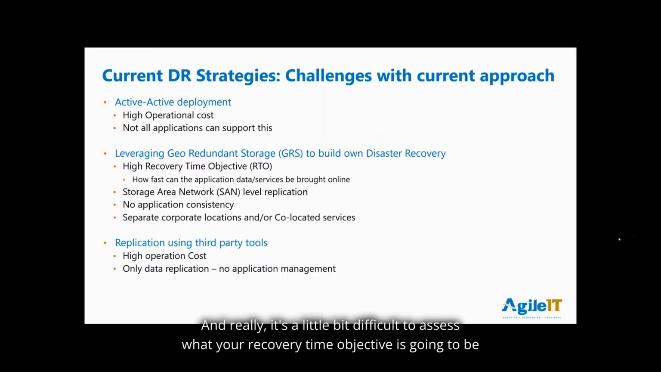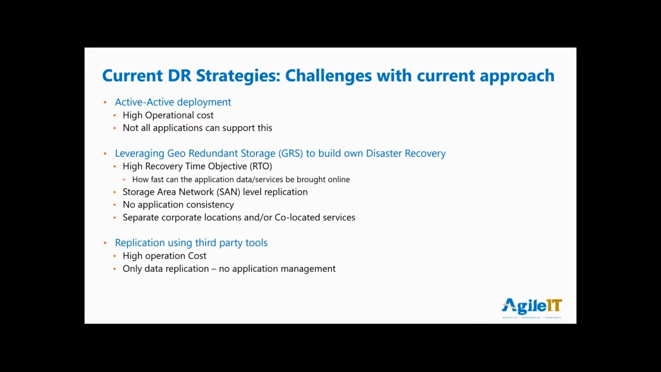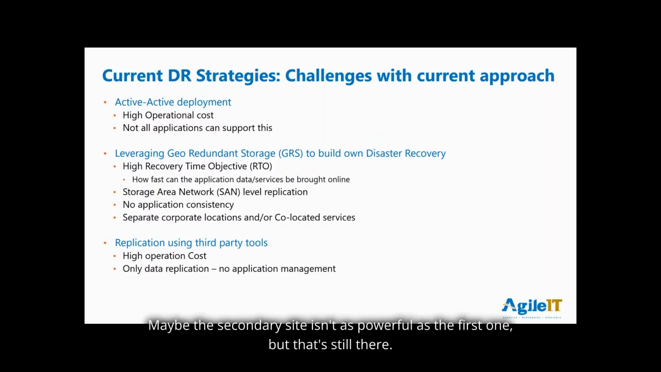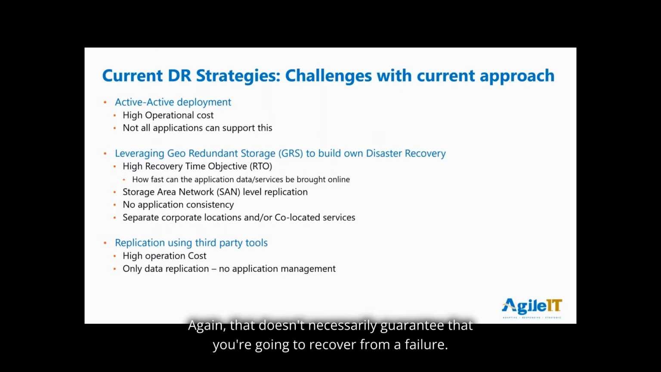And really, it's a little bit difficult to assess what your recovery time objective is going to be, because you don't know what state the machines are going to come up in, if they're going to be corrupted or not. And then you also have that cost factor. Maybe it's a little bit less than having active, but there's still some cost you're covering. Maybe the secondary site isn't as powerful as the first one, but that's still there. Or replication using third-party tools. There's Veeam, there's multiple replication strategies out there. Again, that doesn't necessarily guarantee that you're going to recover from a failure.